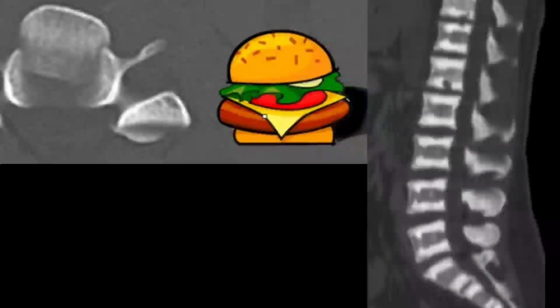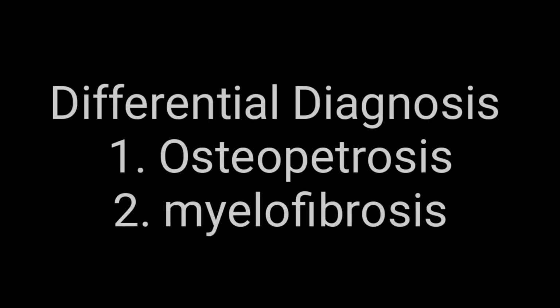On these images you can appreciate a sandwich vertebra, also called a hamburger vertebra. What happens with this type of vertebra, as you can see on the images, is that sclerotic end plates alternate with a radiolucent mid portion of the vertebral body, giving rise to the particular shape of the sandwich vertebra. Sandwich vertebra has its own particular causes, especially osteopetrosis, and another differential is myelofibrosis. So in these two conditions, sandwich vertebra can be seen.